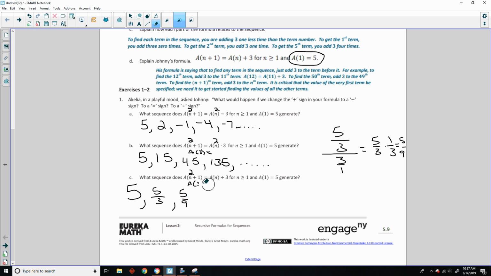All right, so then we're going to go on to the next one. And if I'm looking for the fourth term, a of 4, a of 4 is a of 3 plus 1, which is a of 3 divided by 3. So that would be 5/27, and so on, and so on, and so on.